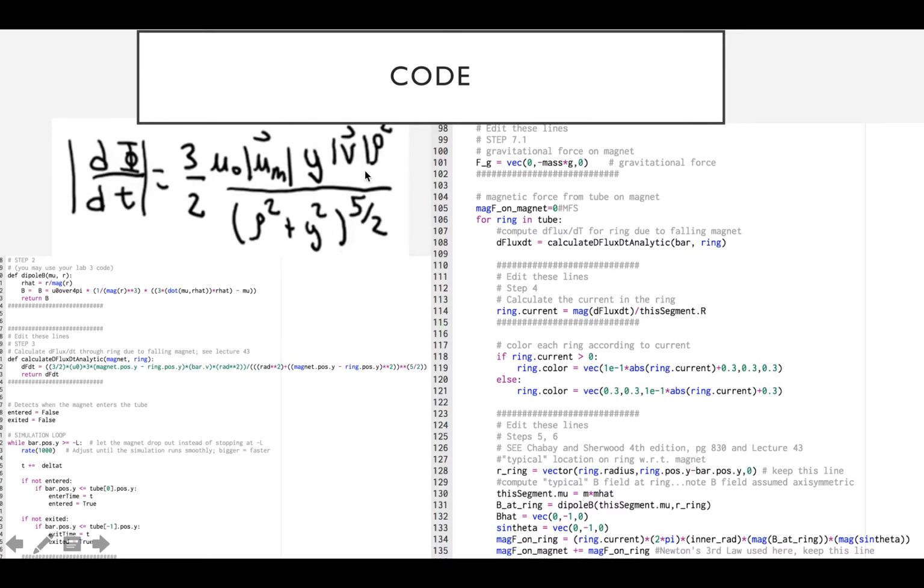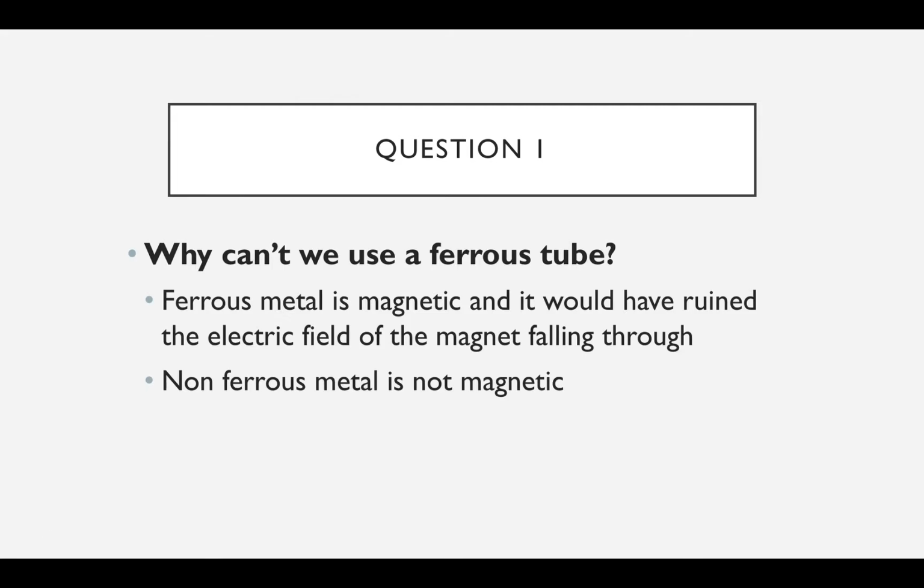And so here's my GlowScript code, and this is a formula from one of the videos, which was really important for calculating the flux, and I used it throughout to get all the values that we needed. The first question asked was, why can't we use a ferrous tube? Ferrous metal is magnetic, and it would have ruined the electric field and the magnet falling through because the magnet would have been attracted to it. A non-ferrous metal is not magnetic, just like the aluminum foil that we were using.